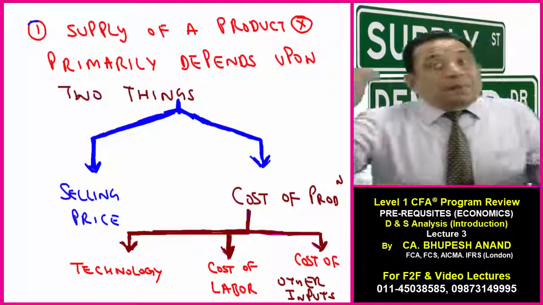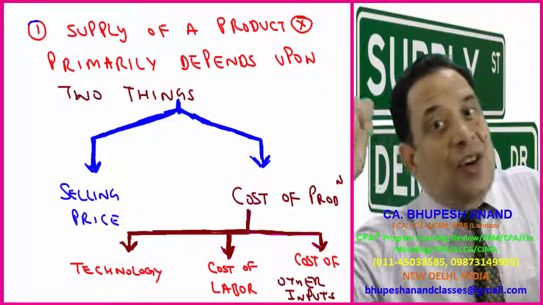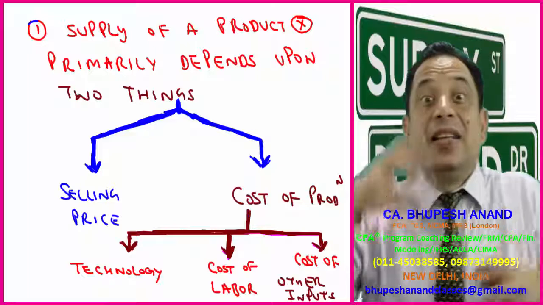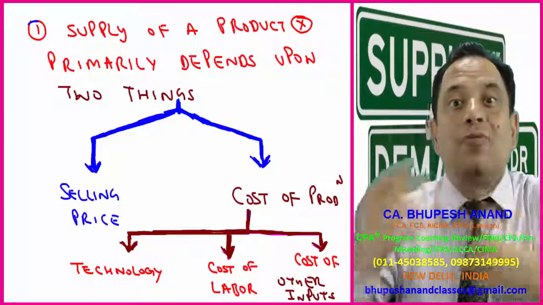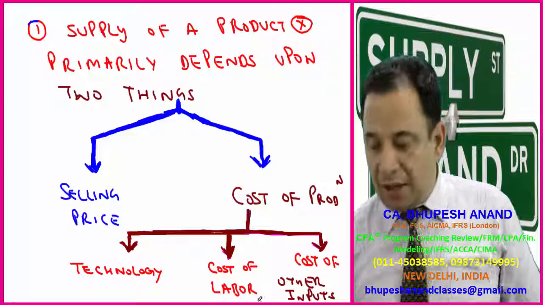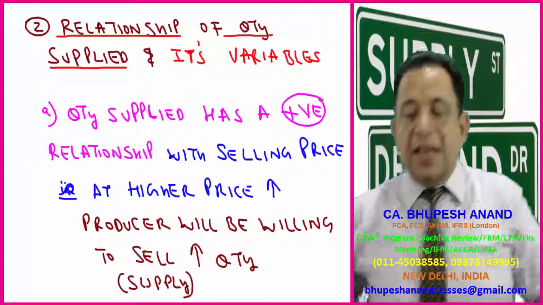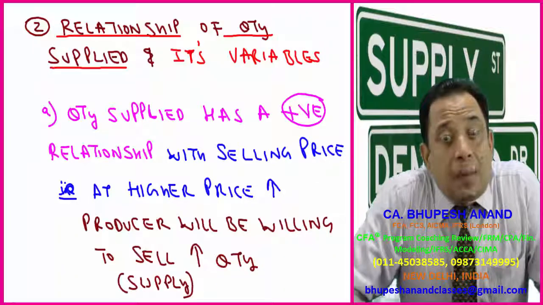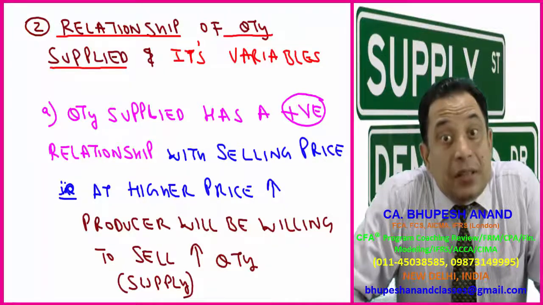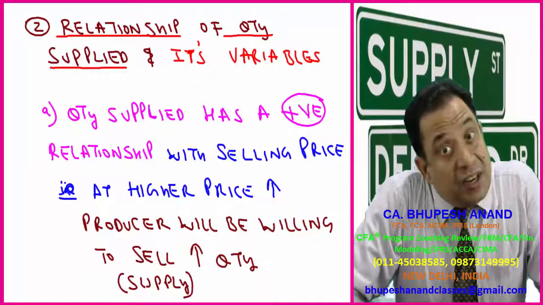The first is the price of that product, the selling price, and the second is the variable cost of production, the components of cost of production. And the second point is, what is the relationship of supply with its variables? This is important.